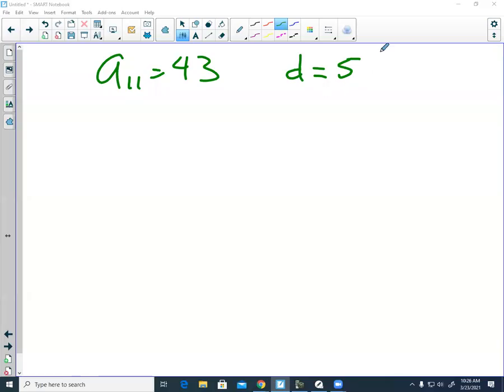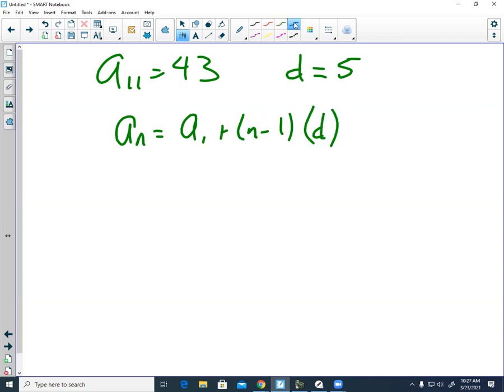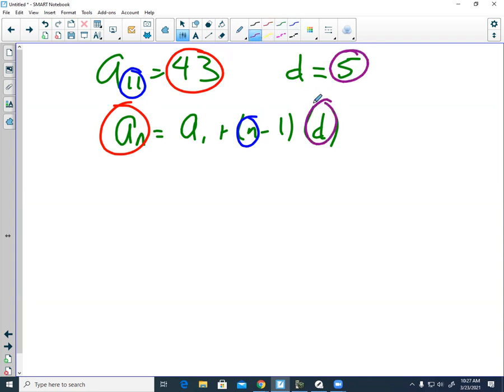So we know our 11th term and we know our difference. So again, I'm going to use AN equals A1 plus N minus 1 times the difference. And I know right now that when I plug 11 into my equation, I'm going to get 43. So 11 gets plugged in, 43 is our output, all right? The difference, 5, goes here. So that gives me every variable I need except for A1, which is what I want to find.